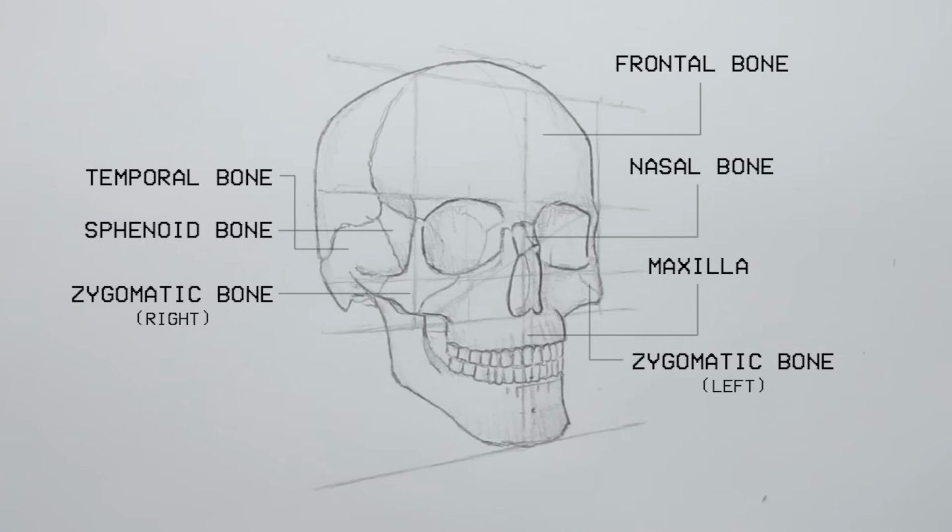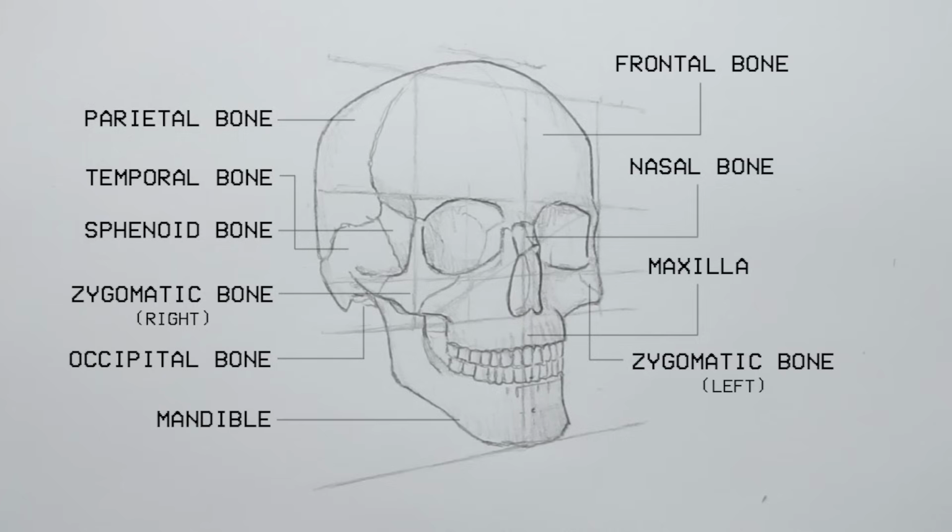You can't see the left temporal bone here, but there are two of them, and it's the same situation with the parietal bone. This is around the side and top of the cranium. Lower down from that at the very back there is the occipital bone, but you can't really see it from this angle. Finally, down at the bottom we have the mandible, which is the jawbone, and this comes up and joins the rest of the skull behind that zygomatic bone.